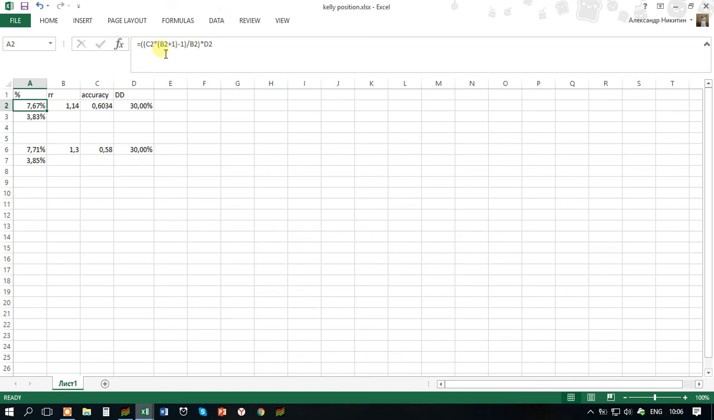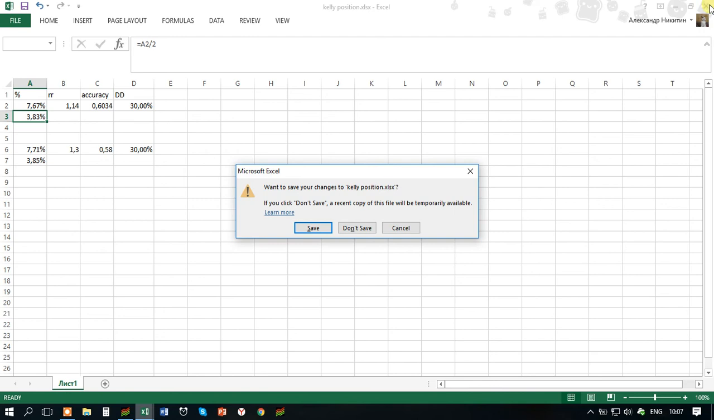So you can see C2 multiplied by risk to reward plus 1, minus 1, divided by risk to reward. C2 stands for accuracy, and B2 is the risk to reward. So accuracy multiplied by risk to reward plus 1, minus 1, divided by risk to reward, and multiplied by this 30% to have less power. Not the whole power, but less power.